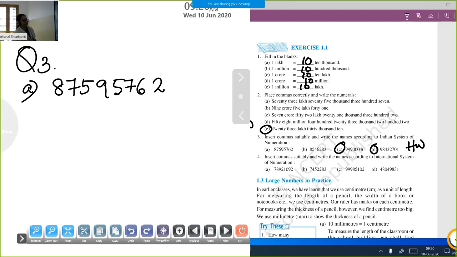Now what they are saying, insert comma according to the Indian system. Indian system means, you know, yesterday we had learned first 3 digits, ones period. Next 2, 2, 2 like it will go. Ones period, thousands period, lakhs period and crores period. So what is the number, children? This is 8 crore 75 lakh 95,762. Correct? Teacher did not read the number in the beginning because there is no comma.